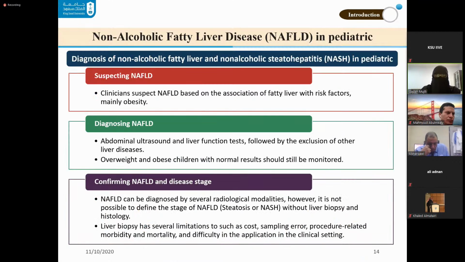To diagnose NAFLD in children, we first suspect NAFLD in children with risk factors, mainly obesity, and we diagnose it using abdominal ultrasound and liver function tests, followed by exclusion of other liver diseases. However, if the result is normal, we usually monitor the overweight and obese children. To confirm the stage of the disease, we have to perform a liver biopsy. However, due to several limitations such as cost and procedure-related morbidity and mortality, it's difficult to apply in the clinical setting.